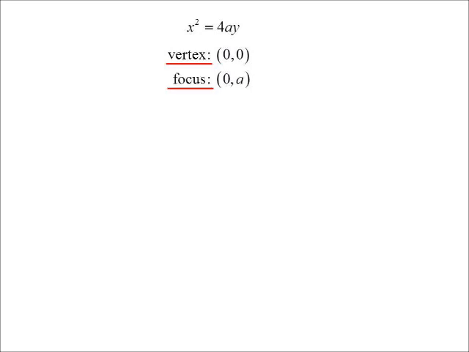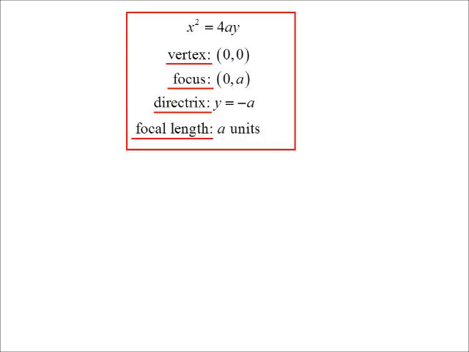The focus will be 0, a. The directrix will be y equals negative a. So all we're going to do is look at the equation and work out what a is, basically. And once we know a, we can determine all these features. A is known as the focal length. I suppose technically it should be the absolute value of a, because you can't have a negative length.